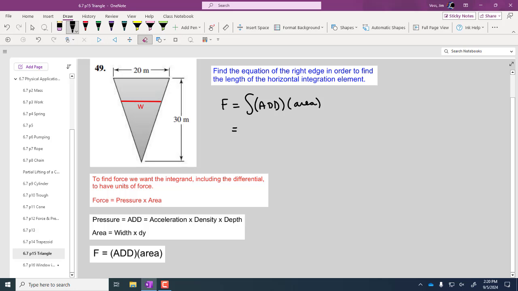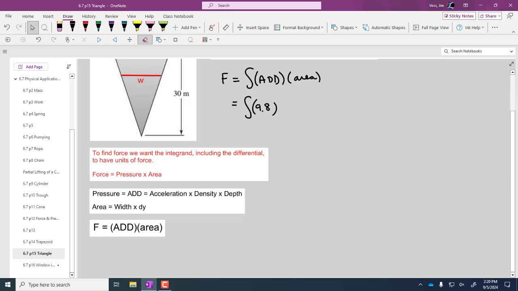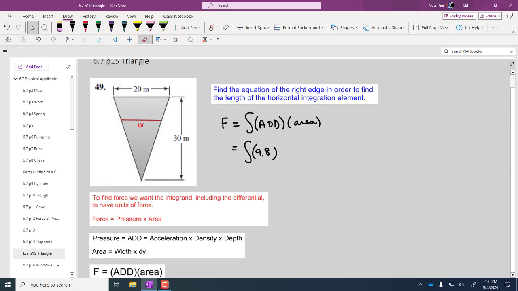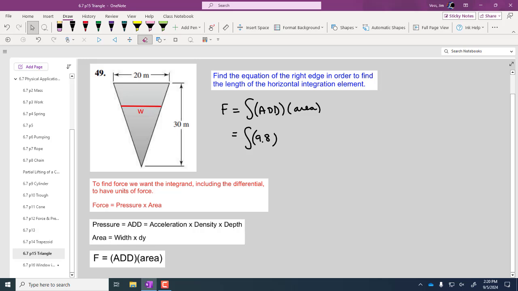And 9.8, that's the acceleration. And we're dealing with, they have to tell us somewhere what's pressing on it. Doesn't look like I told you here on the test. It will definitely tell you what it is. It's water. So water is going to have a density of 1,000. And then how about depth?